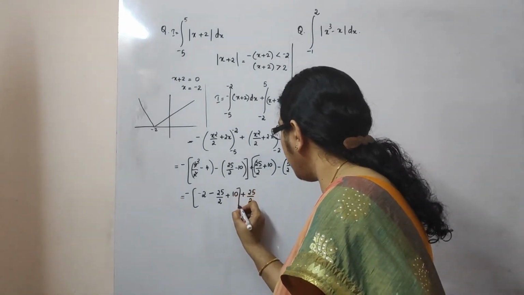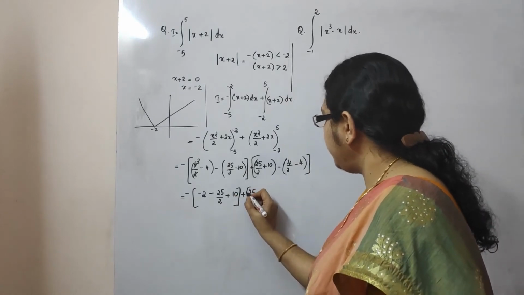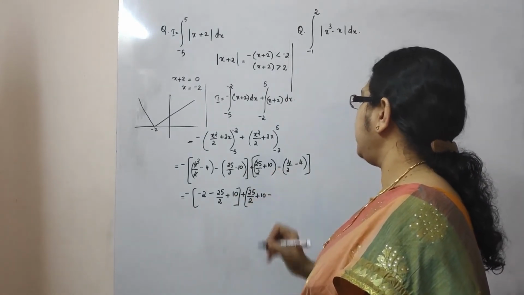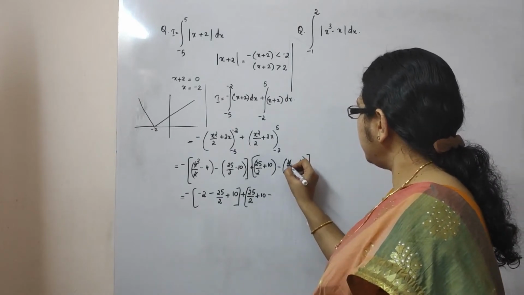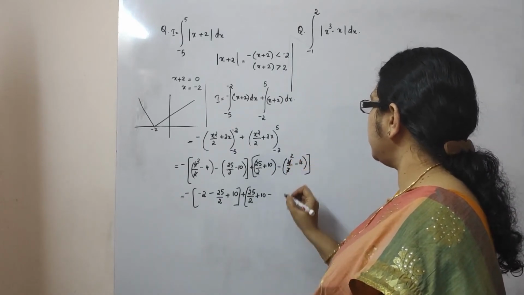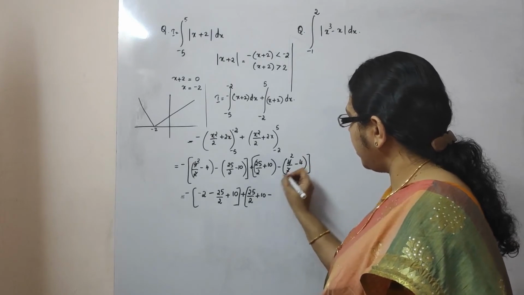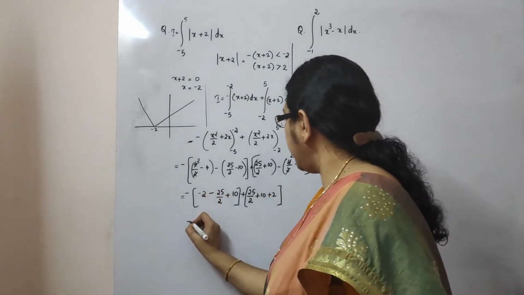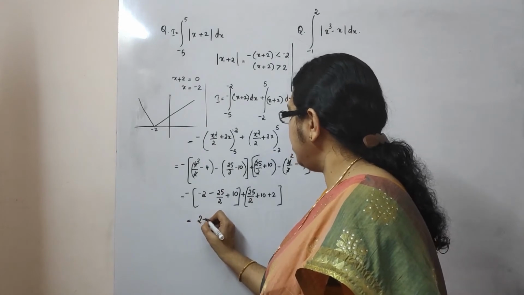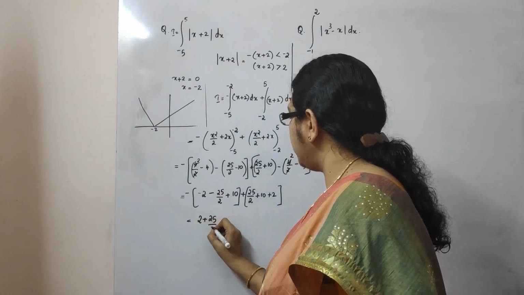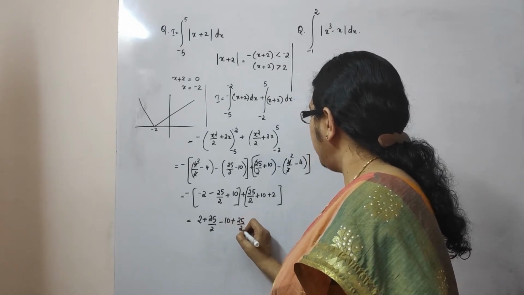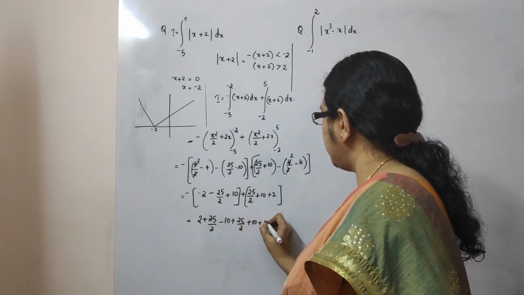So much is of negative sign, plus 25 by 2 plus 10 minus. This goes here twice, so 2 minus 4 is minus 2, minus of minus is plus 2. Now I take this negative inside, that gives me 2 plus 25 by 2 minus 10 plus 25 by 2 plus 10 plus 2.